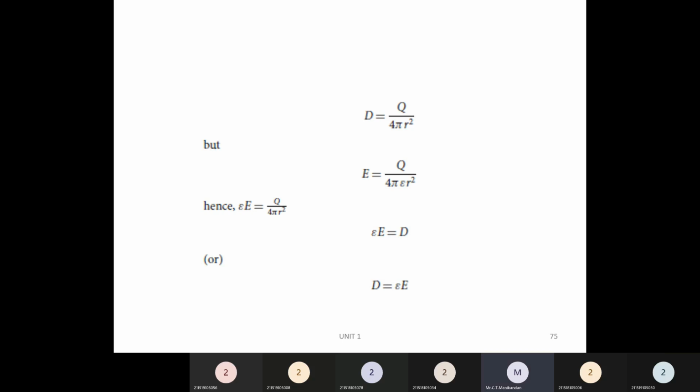So from the electric field equation, we can write D and electric field as D equal to epsilon E. The electric flux density is the product of permittivity of the medium and electric field intensity. A very famous concept: electric flux density D equal to epsilon E, where epsilon is the permittivity of the medium, and it has a subdivision formula as epsilon naught into epsilon r.